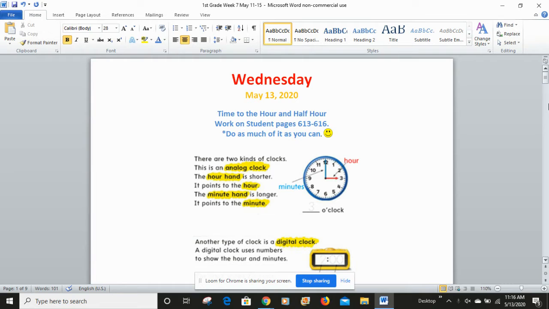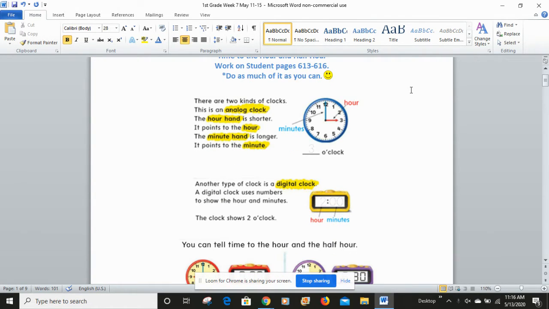Today is time to the half hour and hour. Work on student pages 613 through 616. Do as much as you can. And remember, we've talked about a couple different kinds of clock.